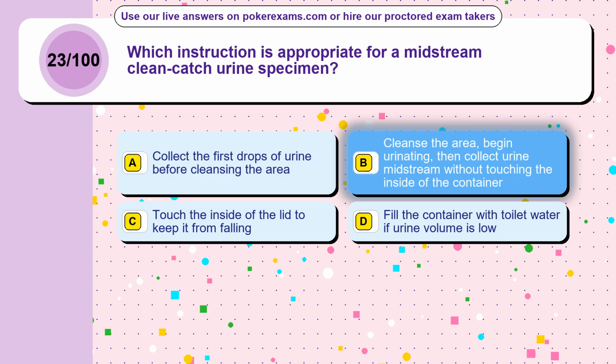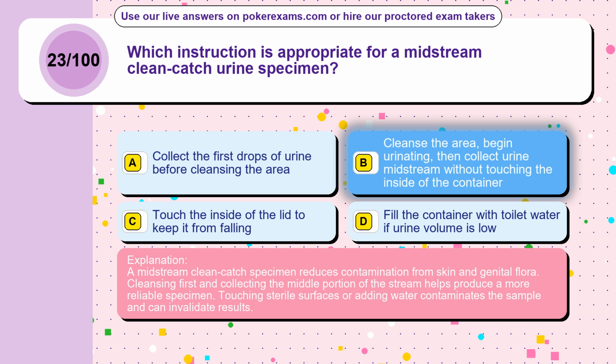The correct answer is option B, cleanse the area, begin urinating, then collect urine midstream without touching the inside of the container. A midstream clean catch specimen reduces contamination from skin and genital flora. Cleansing first and collecting the middle portion of the stream helps produce a more reliable specimen. Touching sterile surfaces or adding water contaminates the sample and can invalidate results.